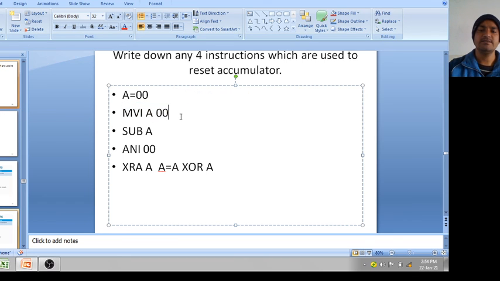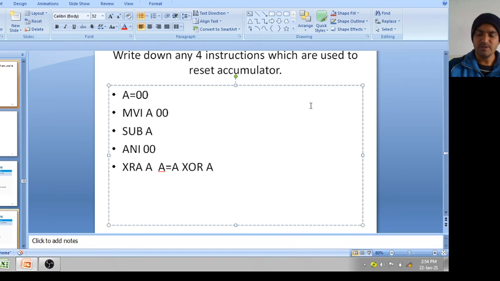In MVI A 00, what is the addressing mode? There is immediate addressing mode, and the size of the instruction is 2 bytes. SUB A, there is register addressing mode, and the size of the instruction is 1 byte. ANI 00, again immediate addressing mode. The size of the instruction is 2 bytes, because this is data. XRA A, again register addressing mode, and the size of the instruction is 1 byte.